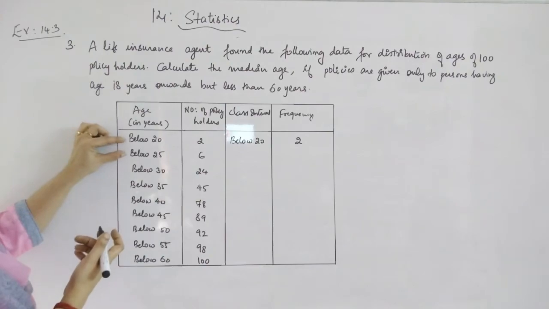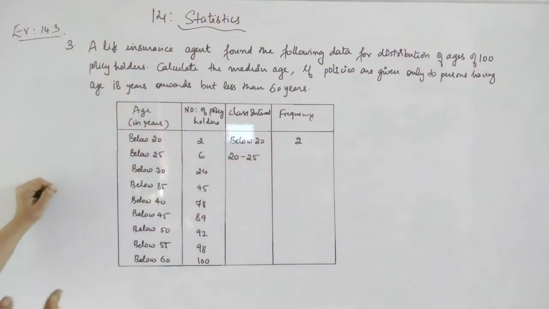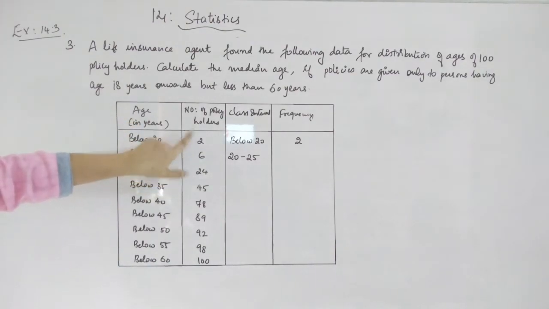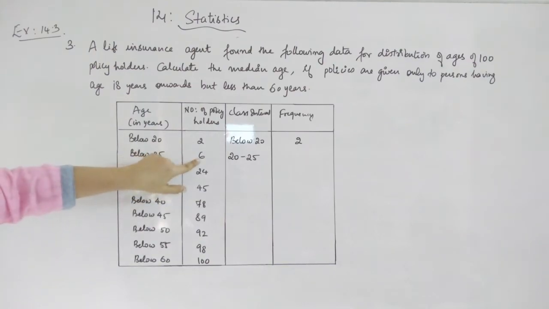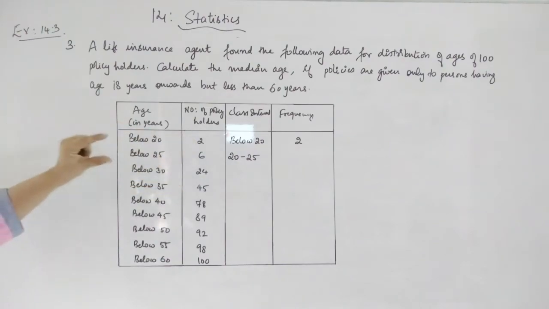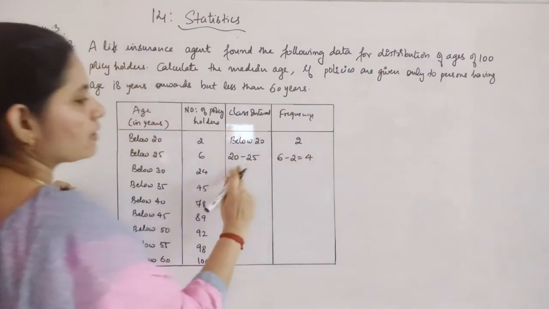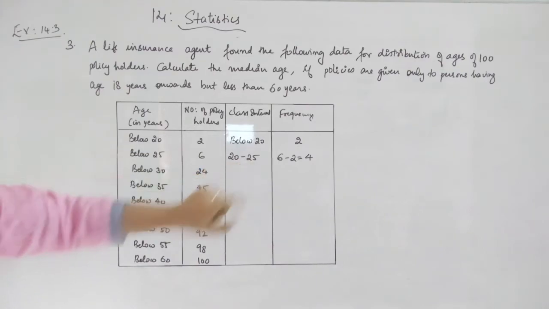Okay, that is in between these two, 20 to 25. Now what is the meaning of 20 to 25? It means this is below 20, and that is below 25. That means when you subtract these two, 6 minus 2 will give you the number of policy holders lying between 20 and 25. So you will have 6 minus 2 as 4, the number of policy holders between the age 20 to 25.